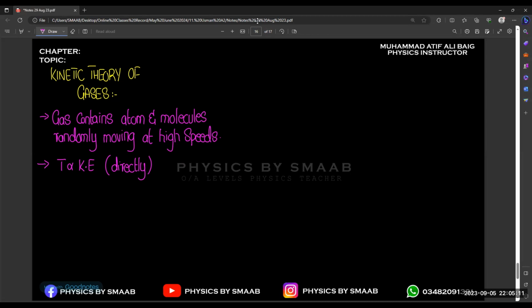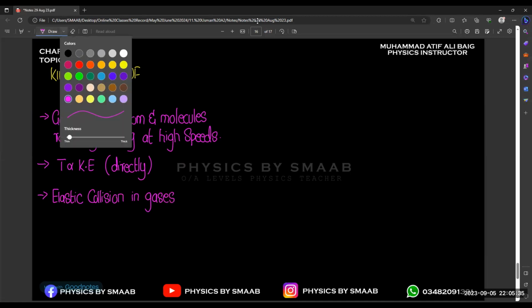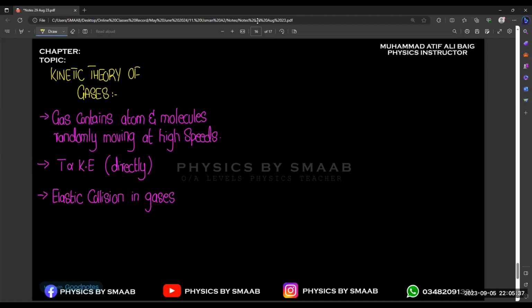And the third thing that we need to know is that there will be elastic collision in gas molecules, right? Why elastic collision? Any idea? Elastic, because the particles are constantly moving at high speeds. Okay.